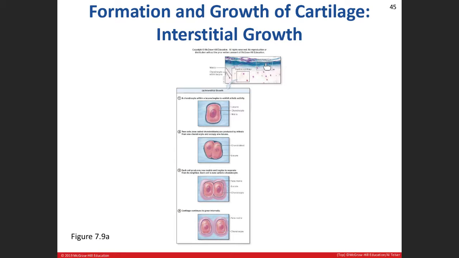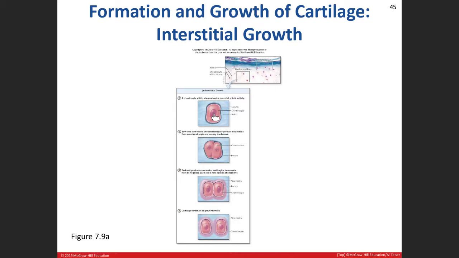So we're going to start off talking about interstitial growth, how cartilage gets taller, or lengthwise growth. That means we've got to go inside, into the internal portion. We're going to look at this little section here. Here we have our chondrocyte, sitting in the lacuna, that little space there. This chondrocyte is now going to divide.